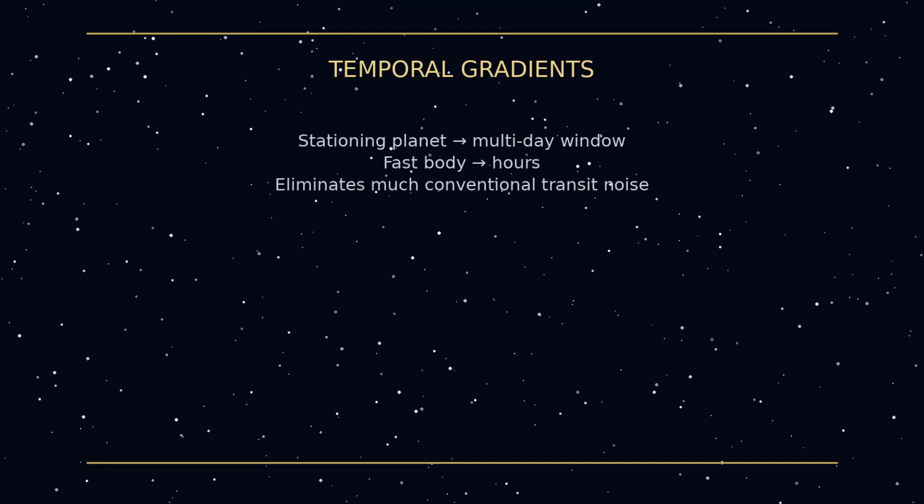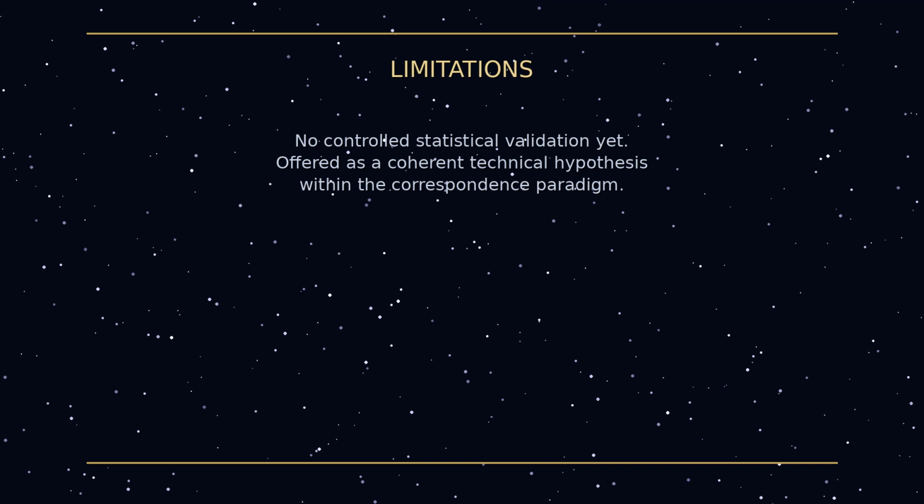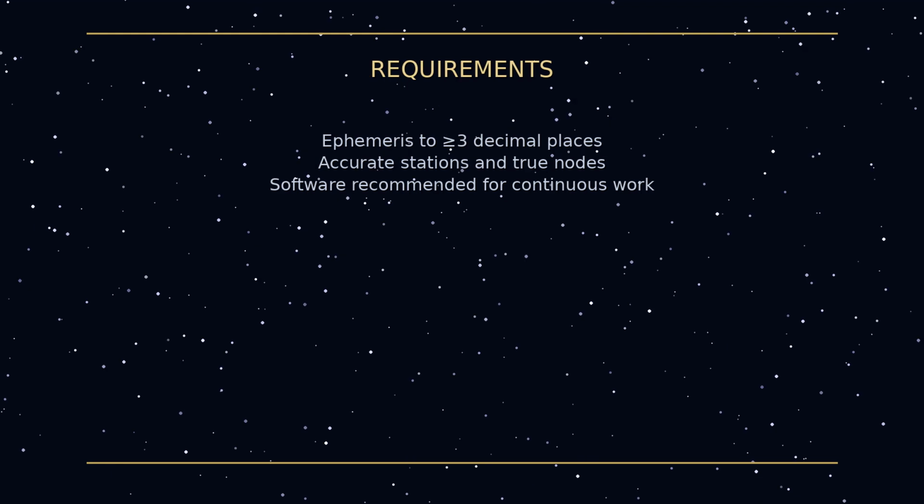A final operational note concerns timing windows. Once an active axis is identified, the protocol does not treat the exact moment of lock as a single point. Instead, it defines a resonance window whose duration is proportional to the velocity weight. A stationing planet can generate a window of several days on either side of the exact station. A fast-moving body generates a window measured in hours. The analyst therefore works with temporal gradients rather than instantaneous hits. This single change eliminates much of the noise that plagues conventional transit interpretation.